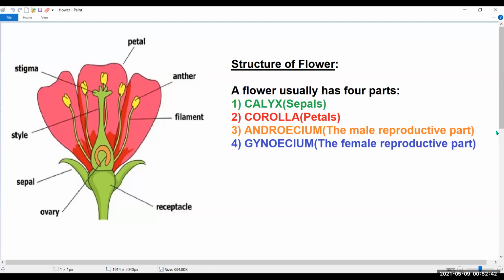A flower usually has four parts: calyx, which consist of sepals; corolla, which consist of petals; androecium, which is the male reproductive part; and gynoecium, that is the female reproductive part. The four parts are arranged in four whorls. The four whorls arise from the tip of the pedicel, which is called receptacle or thalamus.